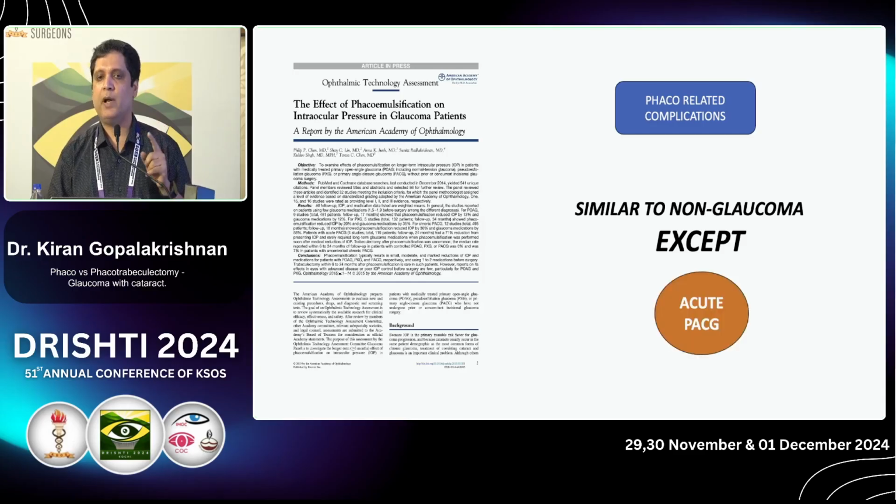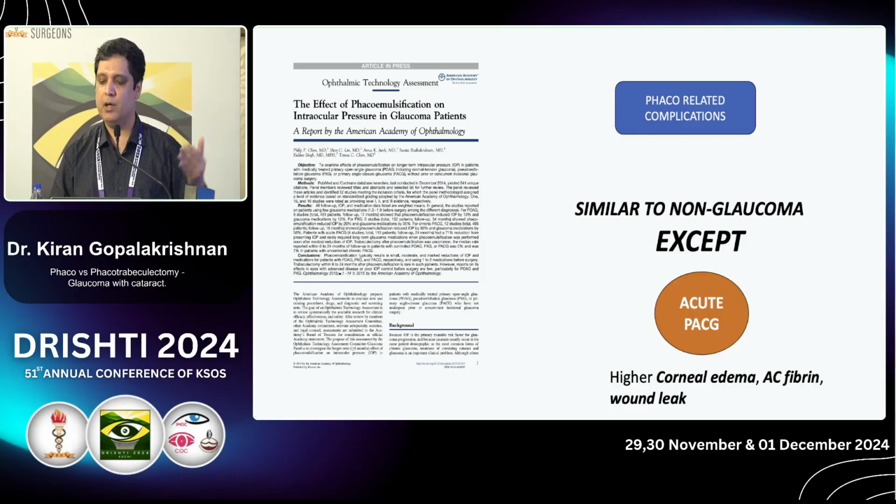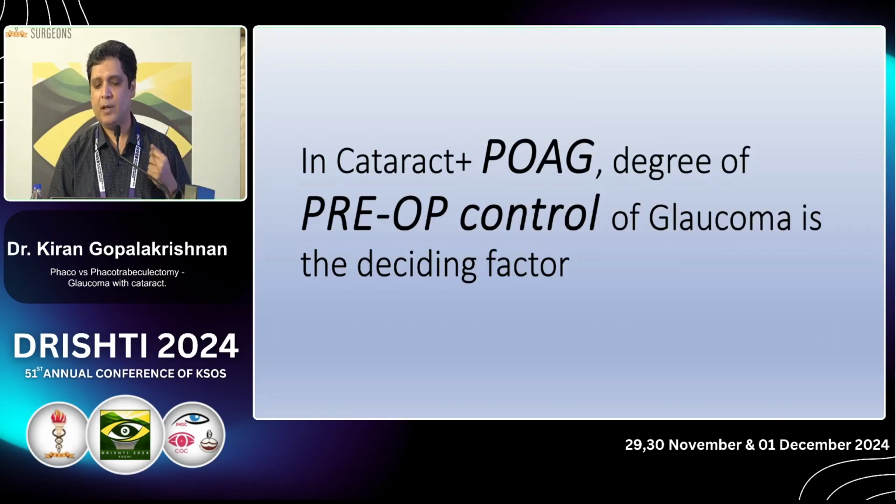Of course, in acute primary angle closure eyes, when you perform phaco, you will have a higher rate of complications that ranges from higher edema in the cornea, AC reactions, and wound leaks, and so forth. So when you have both cataract and primary open angle glaucoma, the deciding factor whether you should go for phaco alone or phacotrab is pre-op control of intraocular pressure.